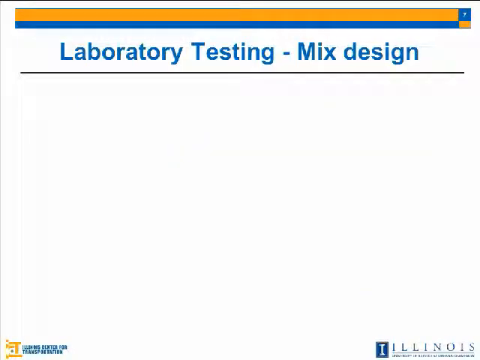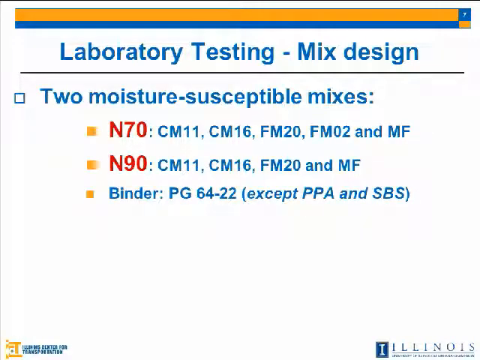Let's talk about the two mixes that we have adopted in this study. Two mixes, we adopted them from District 5. They were known to be moisture susceptible mixes, N70 and N90. Both of them share 3 aggregate stockpiles, 2 coarse, CM11 and CM16, and 1 fine, which is FM20. N70, in addition to that, uses another fine aggregate, which is natural sand, FM02. The binder used for those control mixes is PG 64-22, except, as mentioned earlier, in the case of PPA and SPS, where that PG was bumped to 70-22.